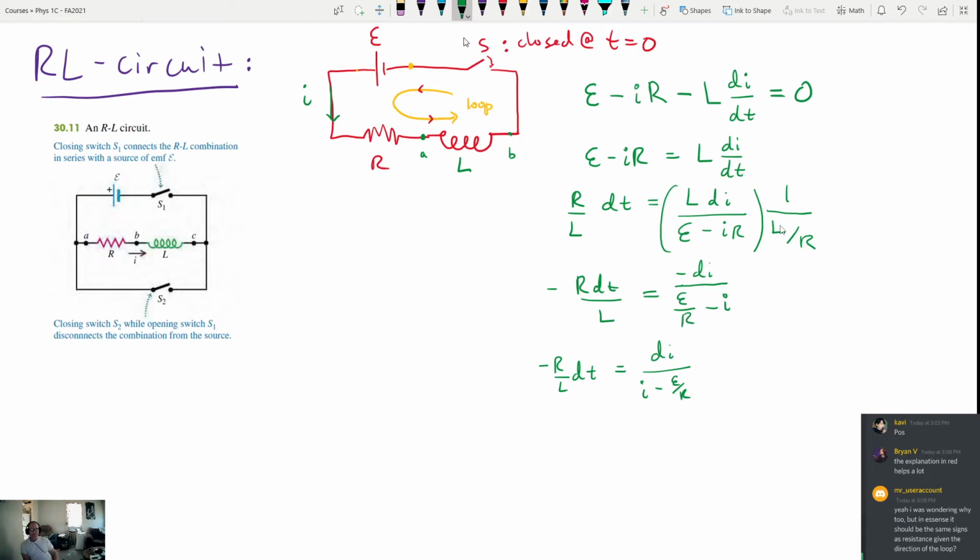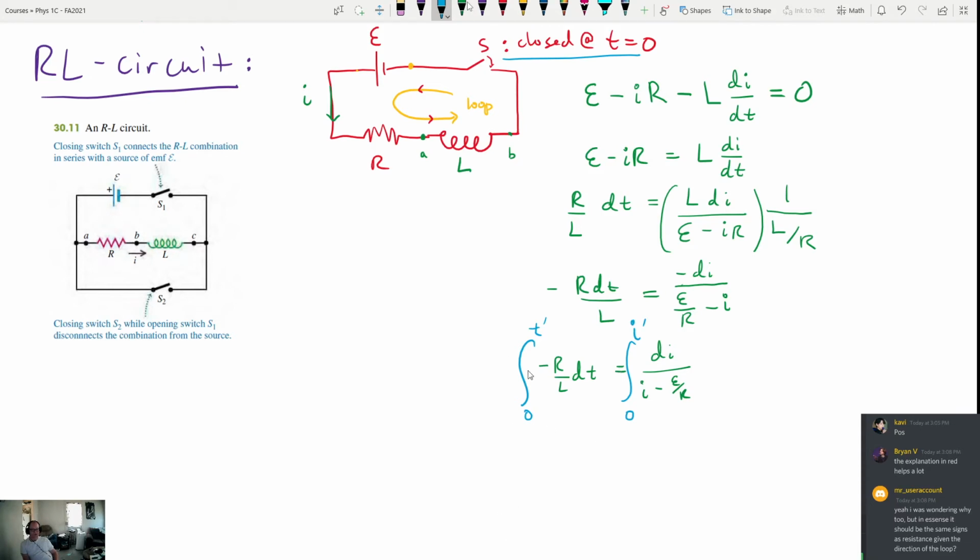And now what we can do is we can do a little integral. We will go, time started at 0, right? S closed at t equal to 0. So we'll go from 0 up to some time that I'm going to call t prime. On the right-hand side, we will go from 0 up to some arbitrary current that I'll just call capital I. I guess we should stay with the theme of lowercase i being instantaneous current. We'll go to I prime.